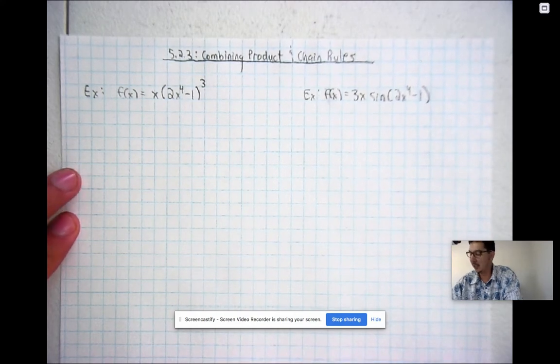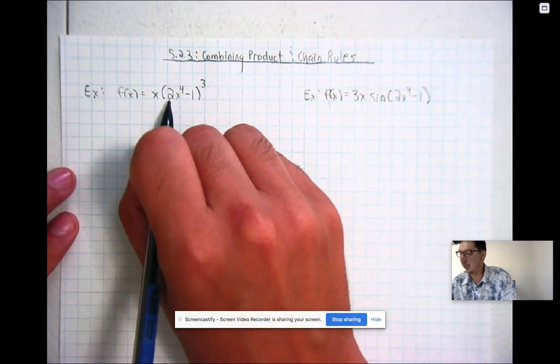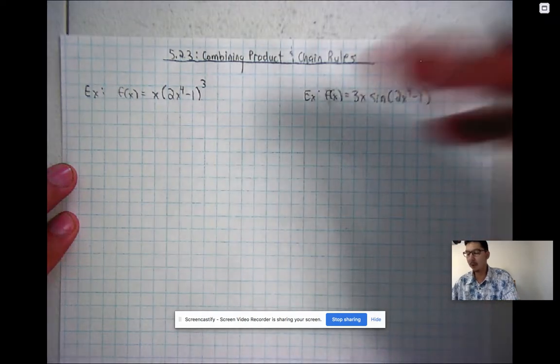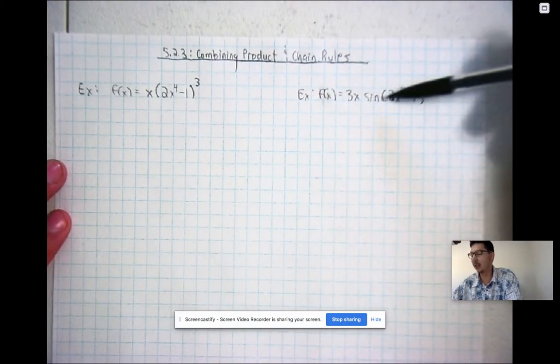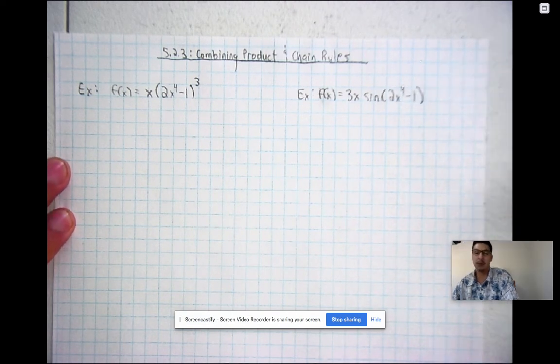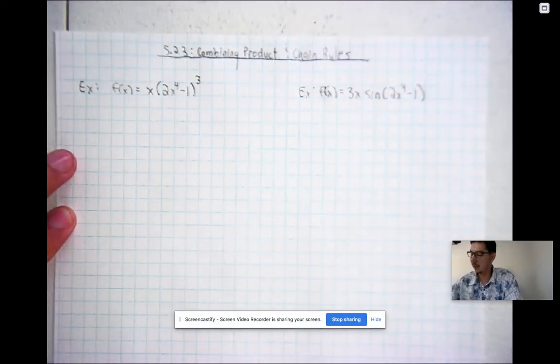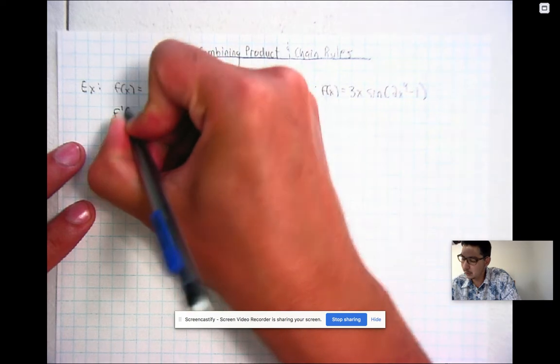So here we go. Example one, you have a function x times (2x^4 - 1)^3. We want to find the derivative of that. And we have another function, 3x times sin(2x^4 - 1), and we'll take the derivative of that. So here we go, the derivative of this first function.